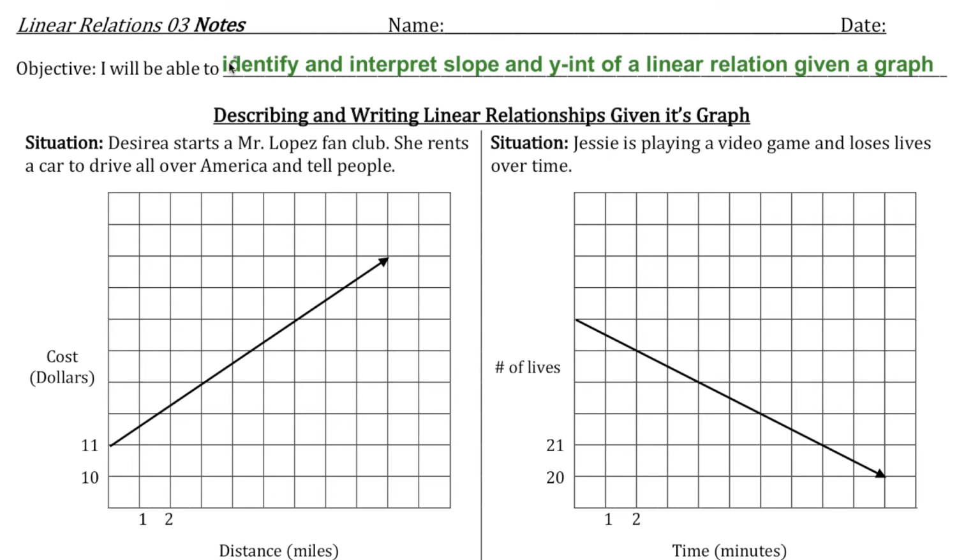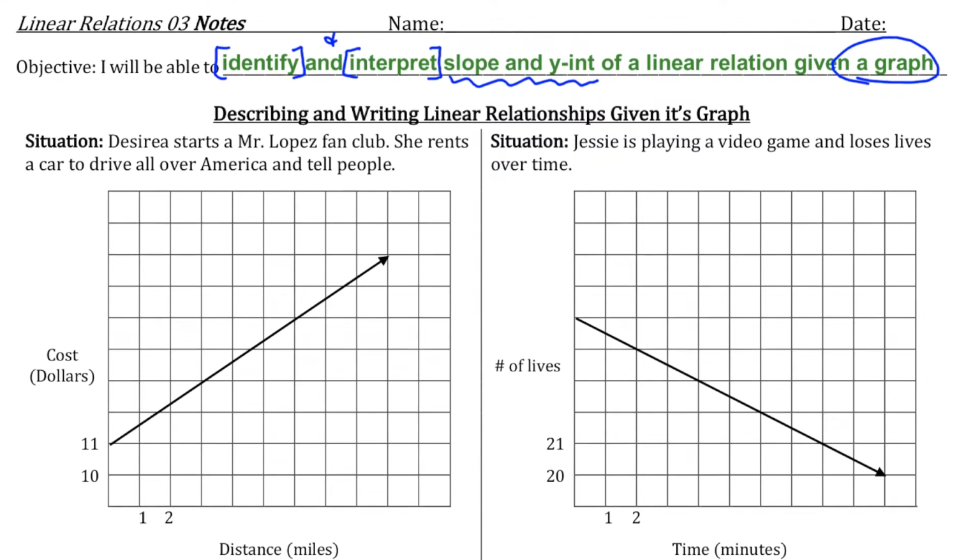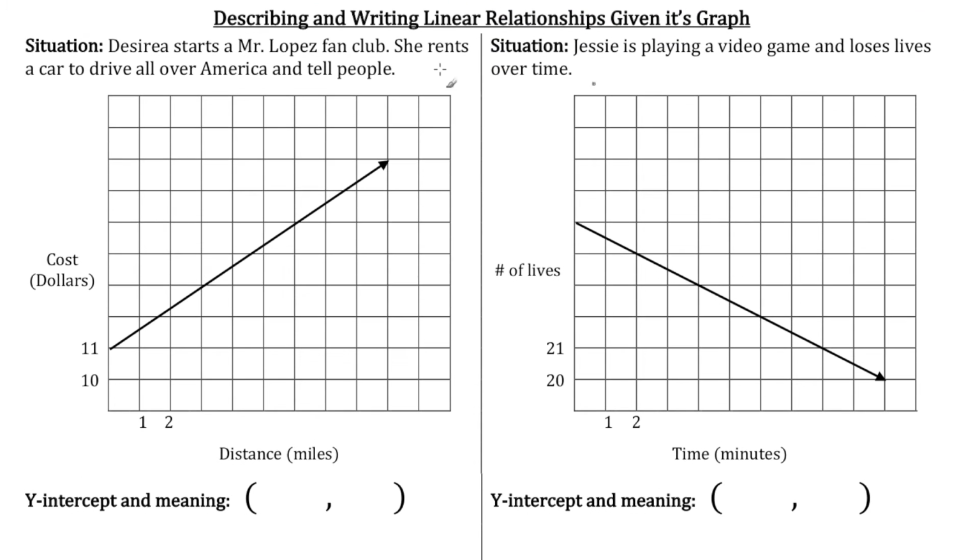All right, so in this lesson, we are going to identify and interpret the slope and y-intercept again of a linear relation, but this time we're going to be given the graph of the linear situation. So Desiree starts a Mr. Lopez fan club. She rents a car to drive all over America and tell people about it.